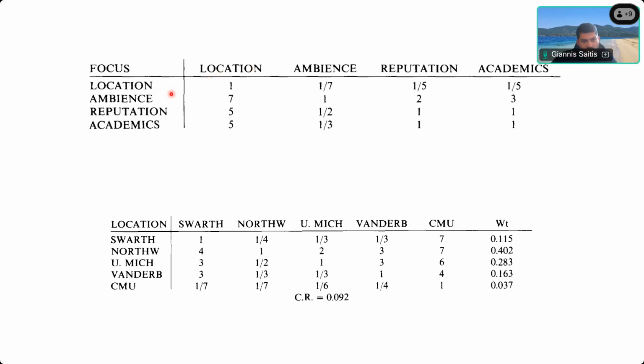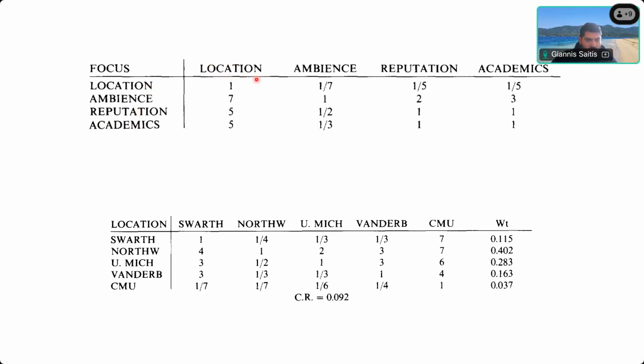So the location, how much important is the location? It's the same thing, so it's equal, so it gets the number 1. The ambience, how much important is it to the location? For the user it was 7, a lot more important, the ambience to the location. It's worth, let's say, driving to go there. The reputation of the college, how much important was it to the location? 5. And the same goes also for the academics.